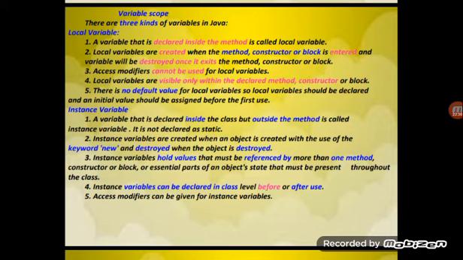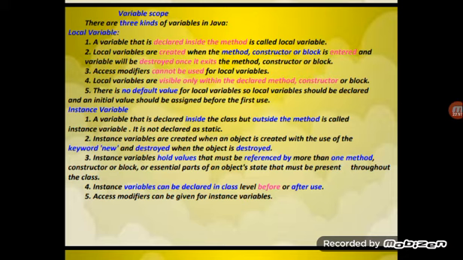When the object is destroyed, if you want to destroy that object, you are using the keyword new. Next, an instance variable holds values that must be referenced by more than one method. Whenever you want an instance variable to hold a value that must be referenced by more than one method, you have to declare it.